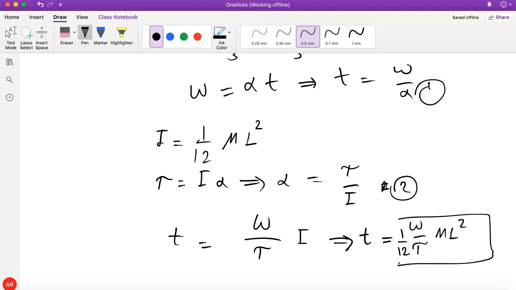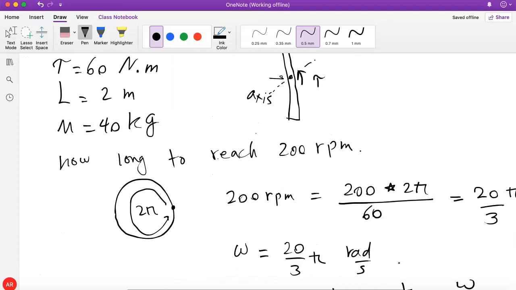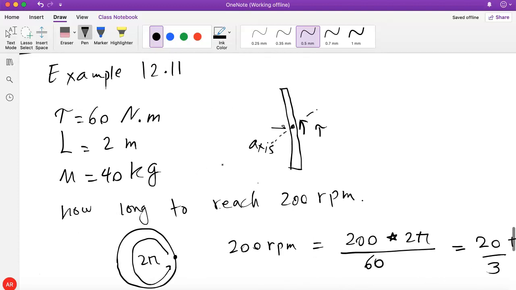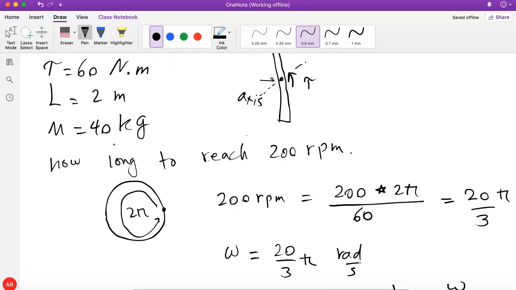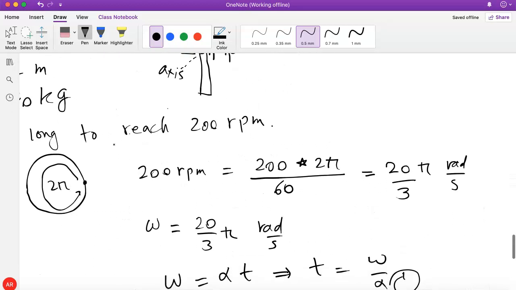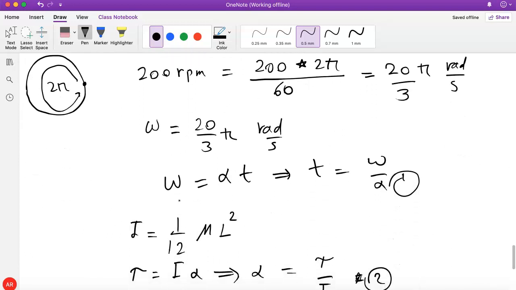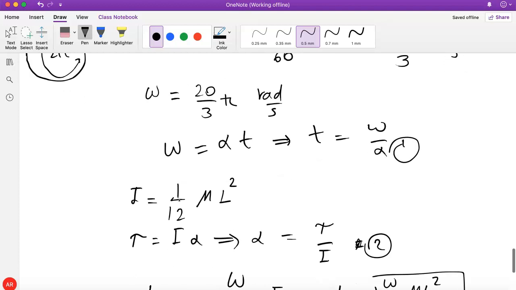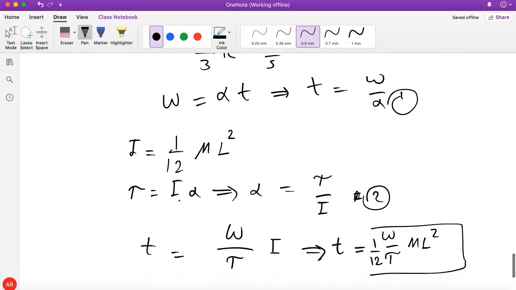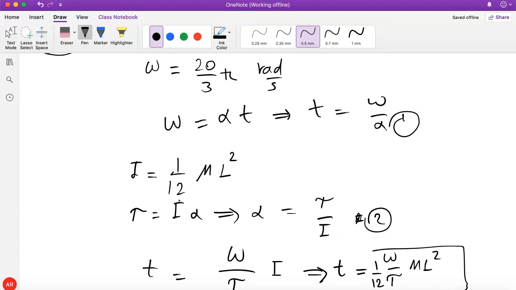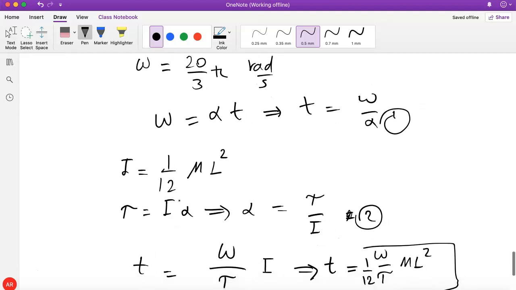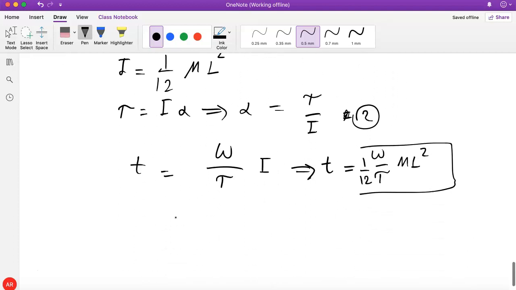Now we just plug in the numbers. All these numbers are in SI units. The torque given to us is in Newton meters, L is in meters, mass is in kilograms, and omega was given as RPM, so we just converted that to radians per second. So plugging all of that in should give us the time in seconds. Let's try to do the numbers actually.